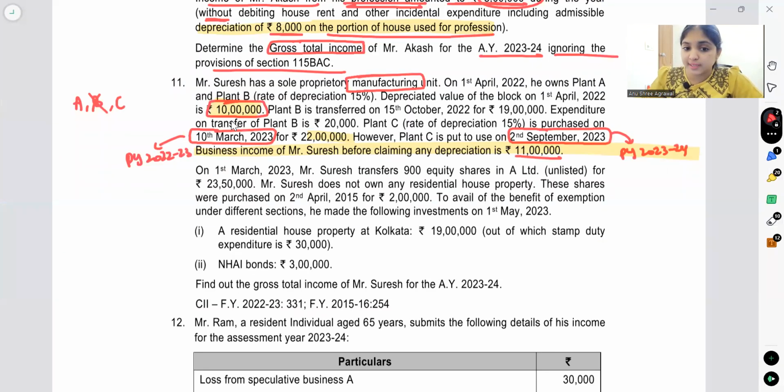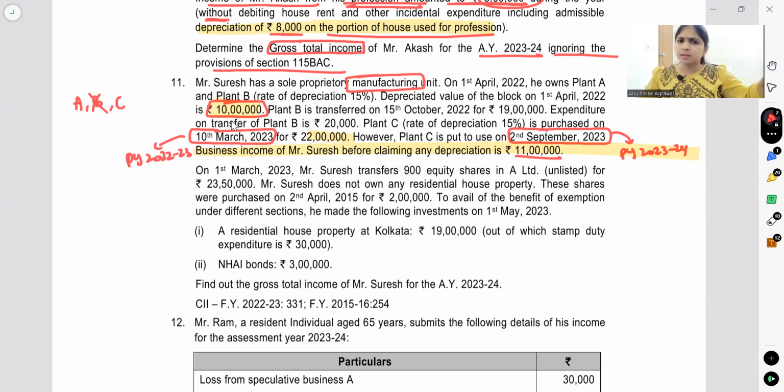On 1st March 2023, Mr. Suresh transfers 900 equity shares in A Limited unlisted for 23,50,000. Mr. Suresh does not own any residential property. These shares were purchased on 2nd April 2015 for 2 lakhs. To avail the benefit of exemption under different sections, he made the following investments on 1st May 2023. He purchased a residential house property at Kolkata for 19 lakhs, out of which stamp duty expenditure is 30,000, and he purchased NHAI bonds for rupees 3 lakhs.